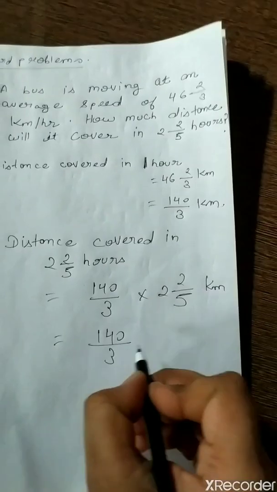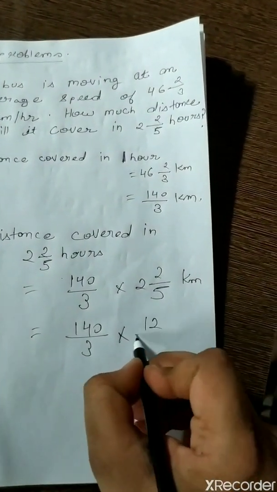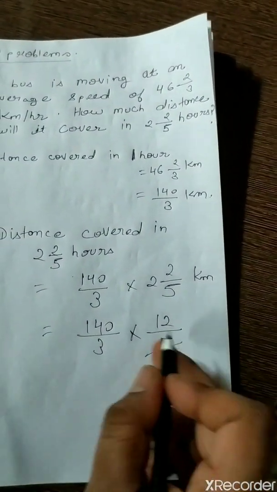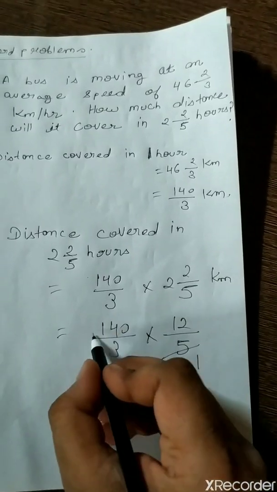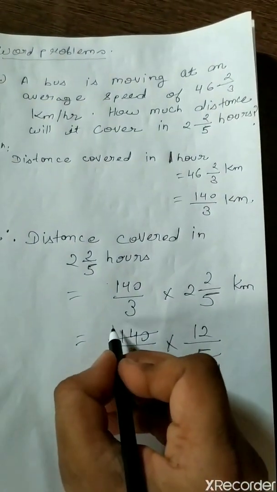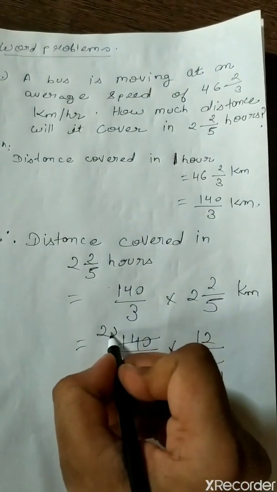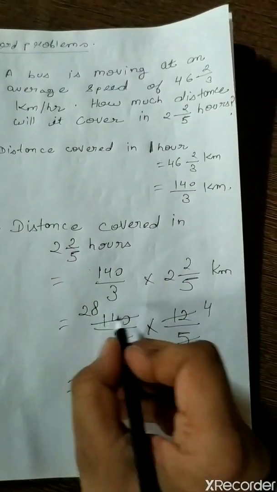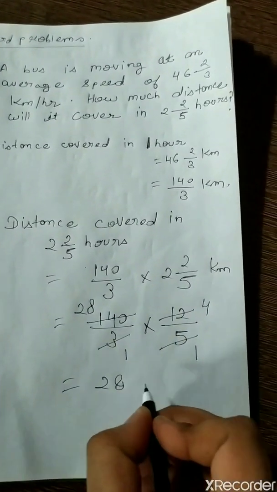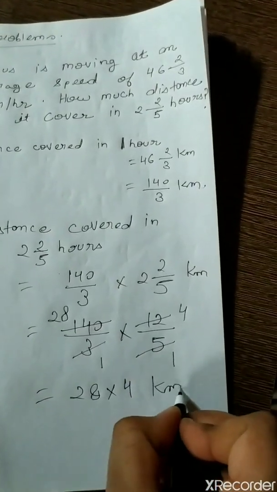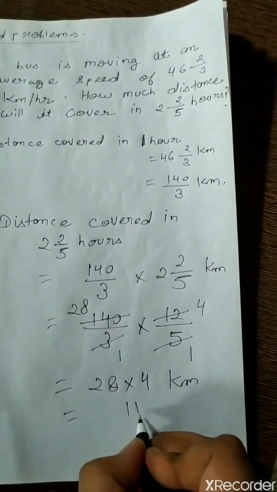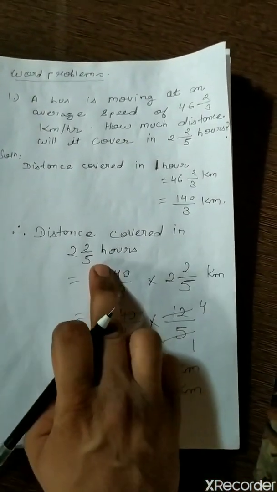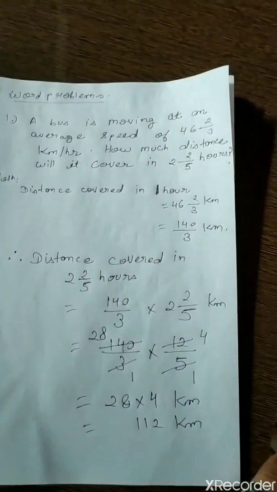So 140 by 3 into 12 by 5. Now you will cut this 5 into 1 time, this 5 is the denominator and 140 is the numerator, so 5 into 28 is 140. Then 3 into 1 time, and 3 into 4, so we will get 28 into 4 kilometer, so you will get 112 kilometer. So this is the distance covered in the given time, 2 whole 2 by 5 hours.